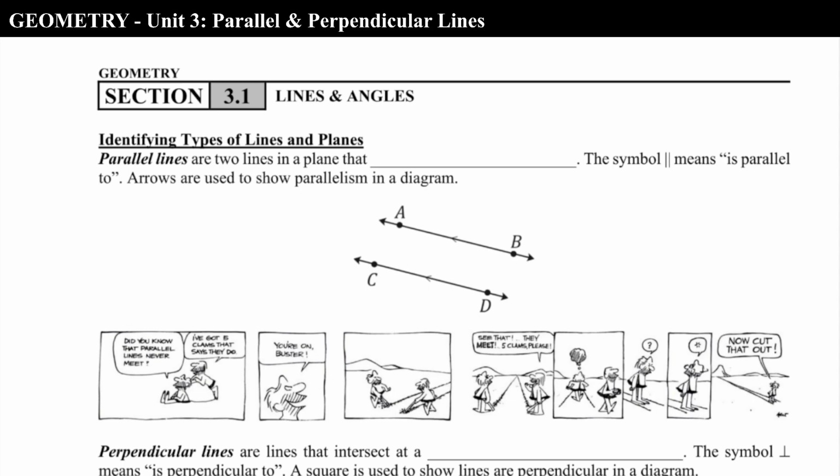Parallel lines are two lines in a plane that never touch. Or you can also say they never cross. The symbol, two vertical lines, means is parallel to. That's our shorthand for is parallel to. Arrows are used to show parallelism in a diagram. So you can see one little tick arrow here and one little tick arrow here between the two lines. This indicates that these two lines are parallel.